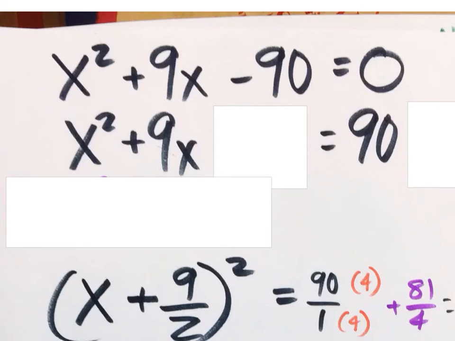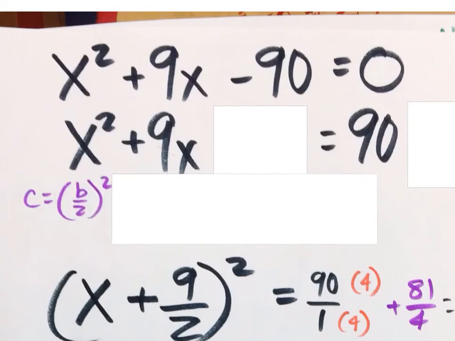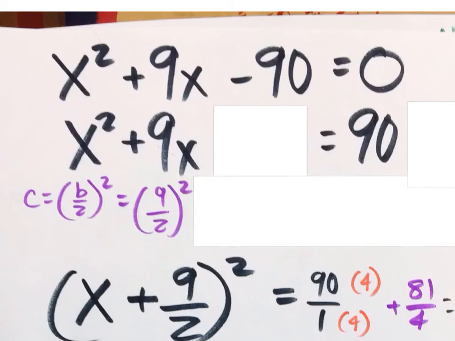Let's take a look at one last problem where we're going to be solving for the roots by completing the square. And I see that we've got x squared plus 9x minus 90. This is not factorable. So what we're going to do is add 90 to the left side to cancel it out. And we're also going to add it to the right side. And when we do, we've got a little bit of real estate here. We need to determine what the value of c is. And we know that c equals b divided by 2 squared. In this case, it's going to be 9 divided by 2 squared.